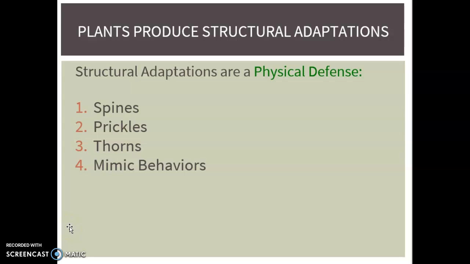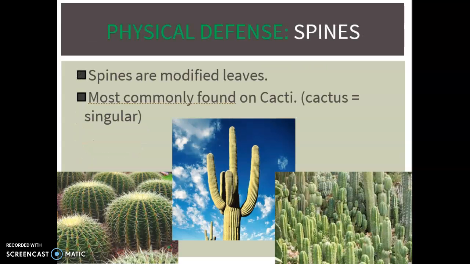Now, structural adaptations are, in fact, a physical defense. Remember, adaptation is any type of trait that's going to help an organism survive and ultimately reproduce, because the goal is to get your genes out there. There's four that we're going to talk about today. We're going to talk about spines, prickles, thorns, and then mimic behaviors. So let's start with spines.